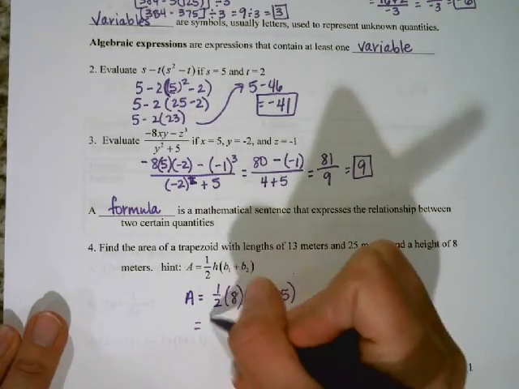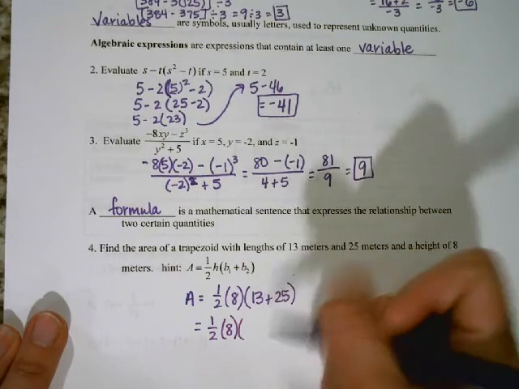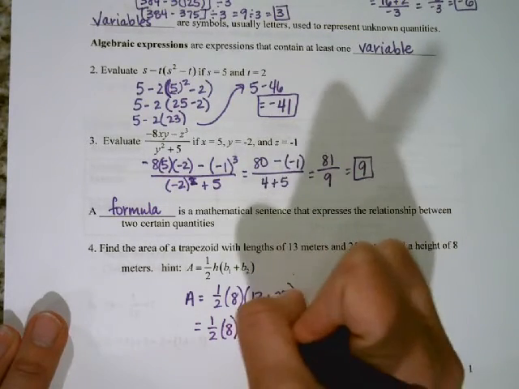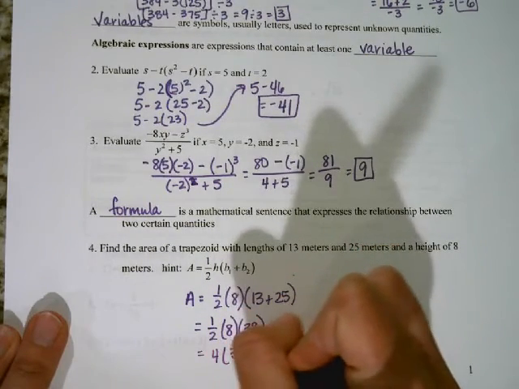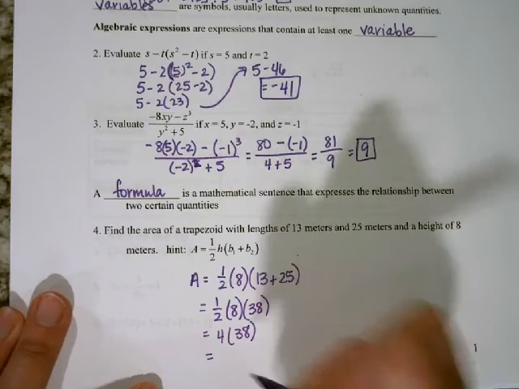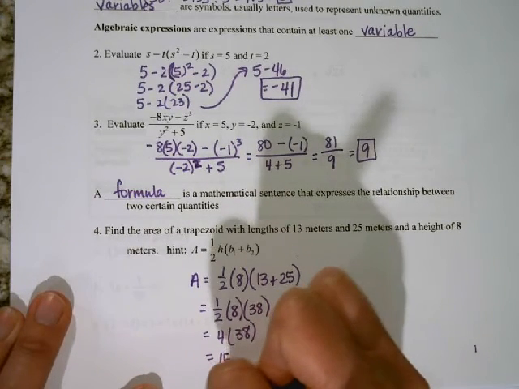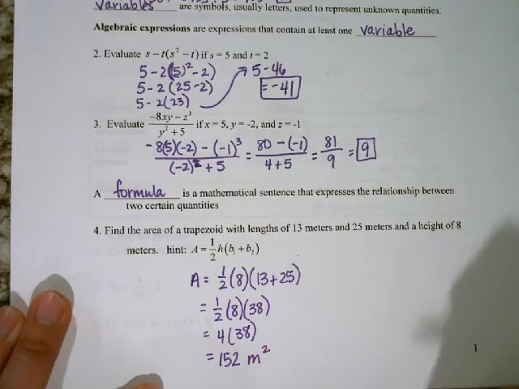1/2 of 8 times 38. Half of 8 is 4, times 38. 4 times 38 is 152. We know how to label this guy: meters squared.